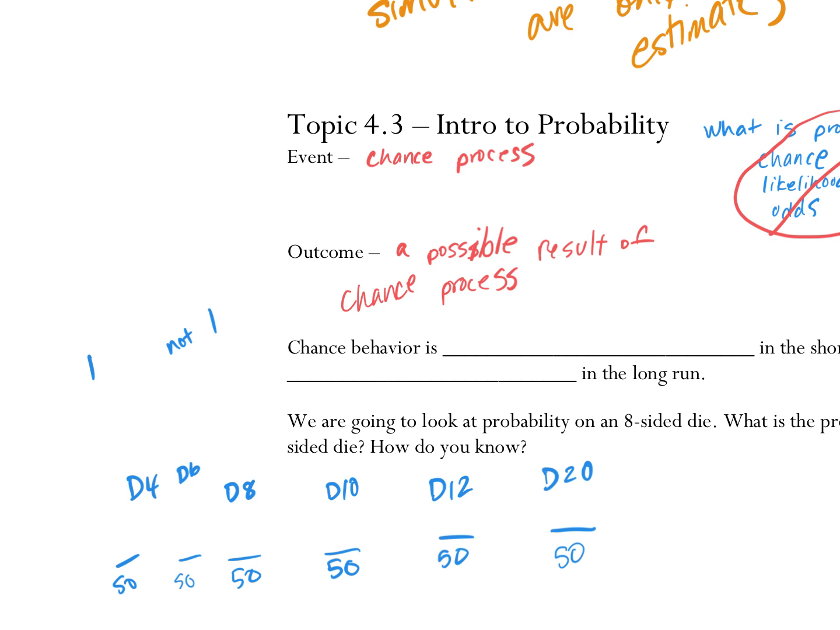All right, you guys have the D4? How often out of 50 times did you get a 1? 11 out of 50 times. Okay, and then D6, how many times did you get a 1? 7. Got it. In the D8 group? 3. D10? 2. D12? 5.